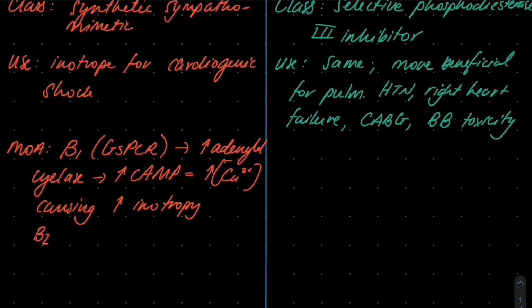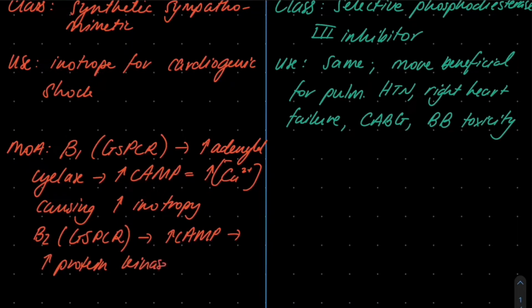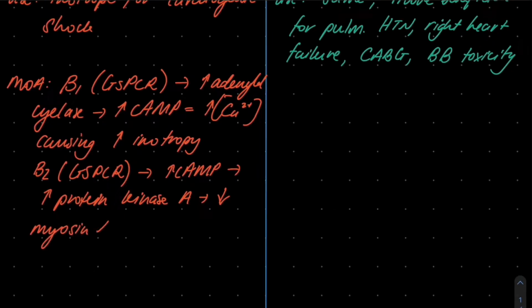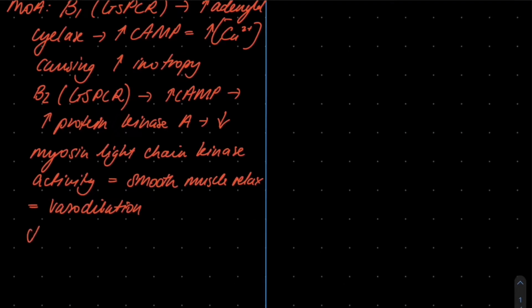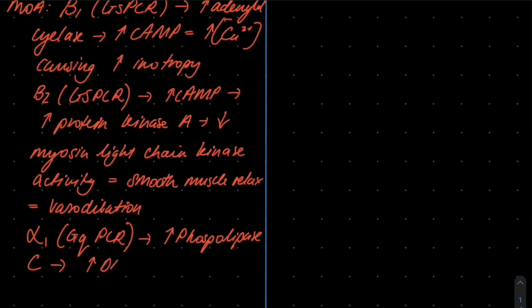It can also bind to beta-2 receptors, which are Gs protein-coupled receptors, and by the same pathway this causes a rise in cyclic AMP, increases the level of protein kinase A, and this results in a fall in myosin light chain kinase activity. This results in smooth muscle relaxation and vasodilation. It can also bind to alpha-1 receptors, which are Gq protein-coupled receptors. This causes a rise in phospholipase C and an increase in DAG and IP3, which ultimately causes a rise in calcium and vasoconstriction.